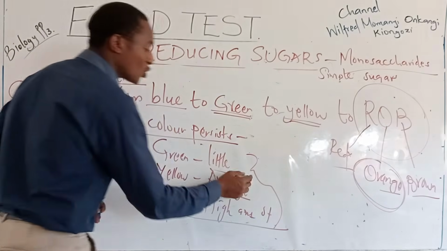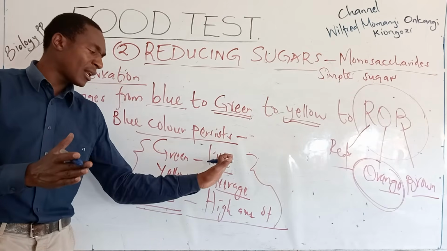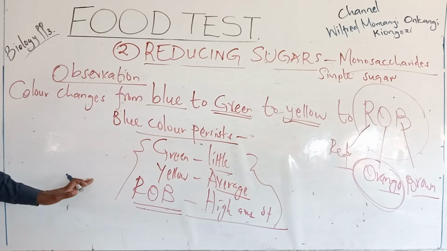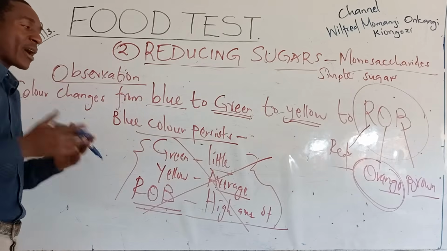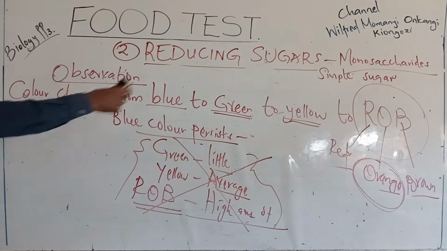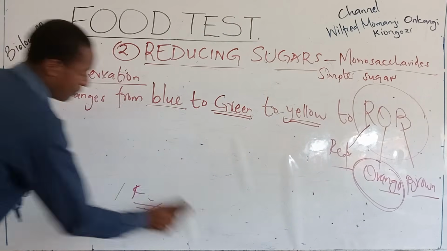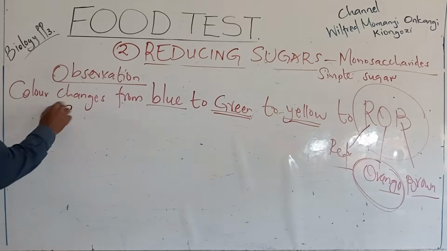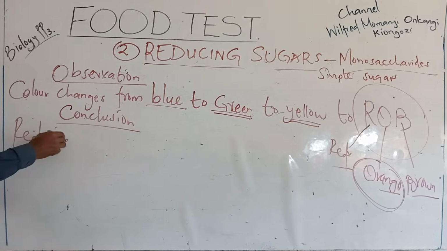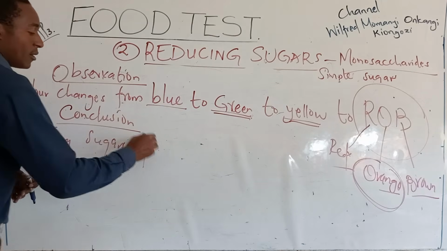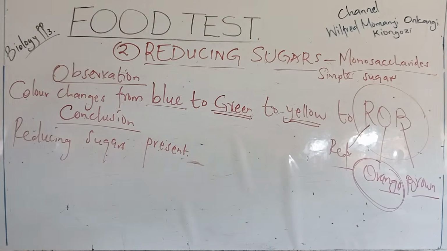But just be very keen. This one is not what you are asked. You are just asked to test whether they are present. Whether they are little, average or high amount, we are not interested in the amount of reducing sugars. Our interest is, if you see the color changes to that end, you say reducing sugars present. Conclusion: reducing sugars present. That is all about reducing sugars.